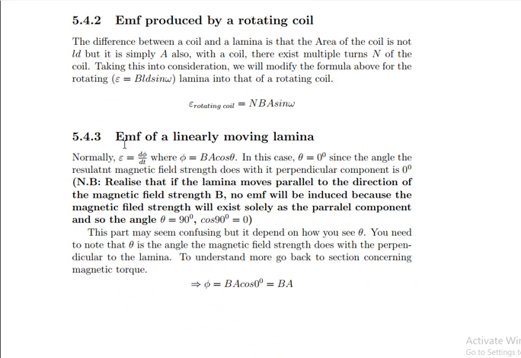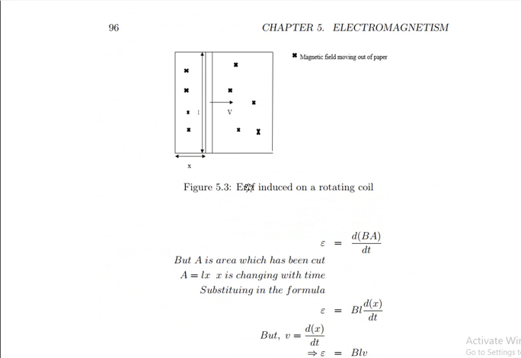So now let's visualize the EMF of a linearly moving lamina. Let's say in this case, you're going to have a magnetic field which is moving out of the screen. So this X shows that the magnetic field is moving out of the screen. And you have here a velocity V moving in this direction.